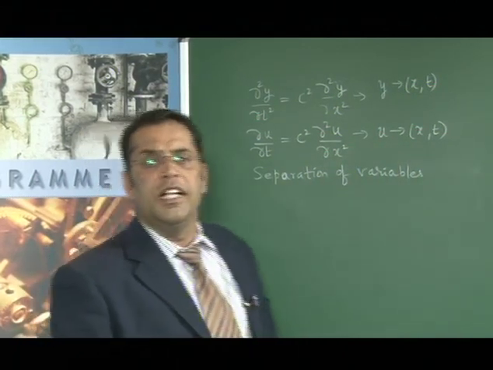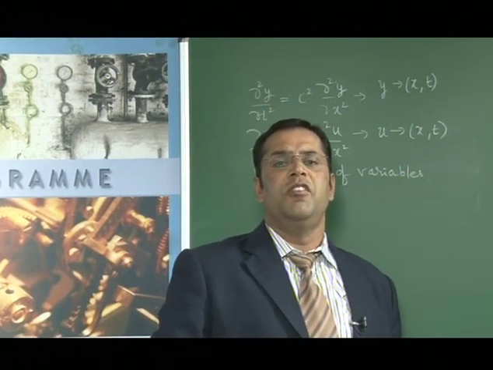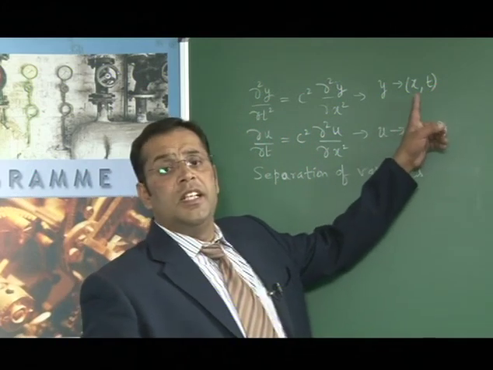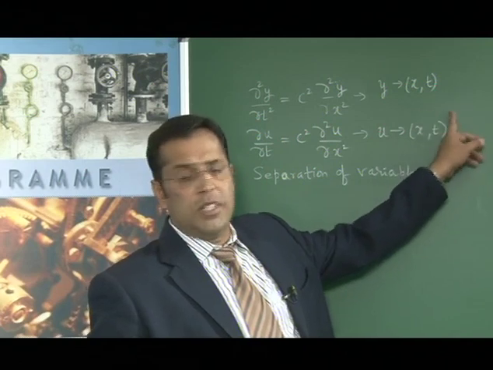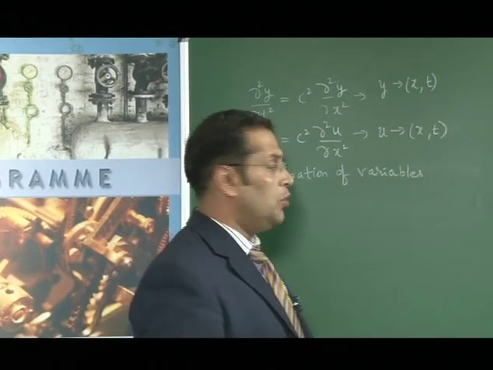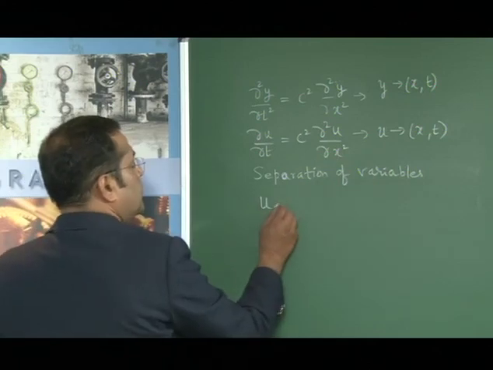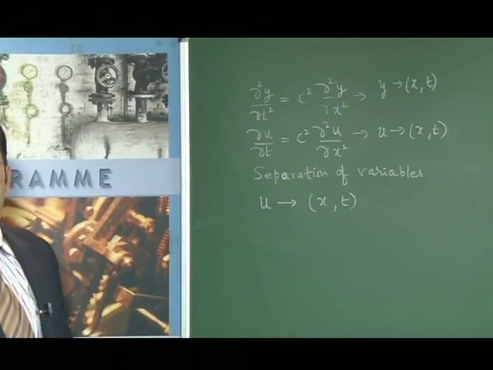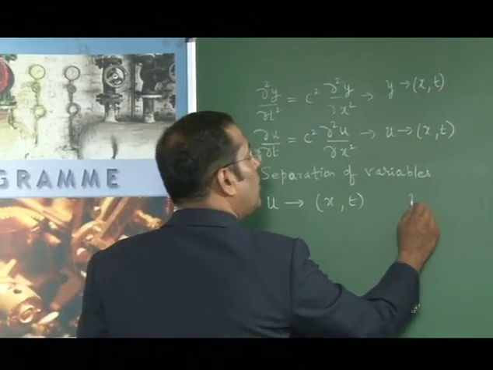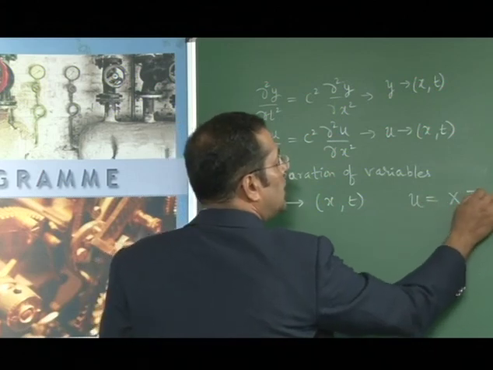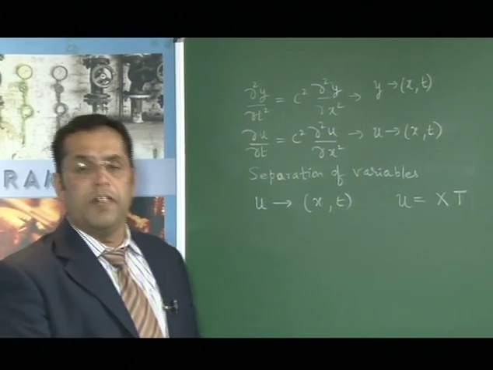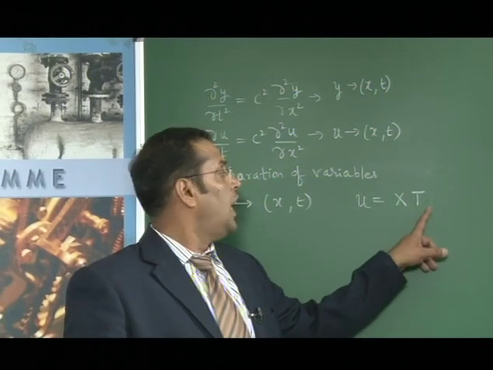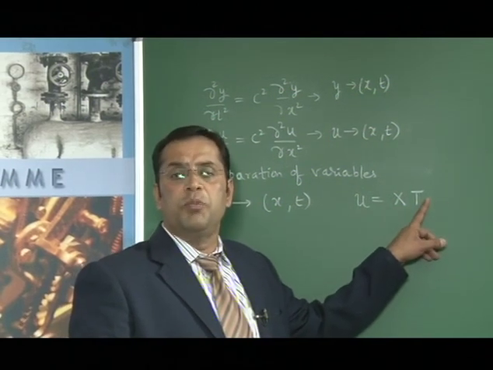I will briefly give you an introduction of this method. We will solve these equations in our next session. Because x and t are the independent variables in both, suppose I have u as a function of x and t. Initially assume that the solution to the equation is of the form u equal to capital X into capital T, where capital X is a function of x and capital T is a function of small t.